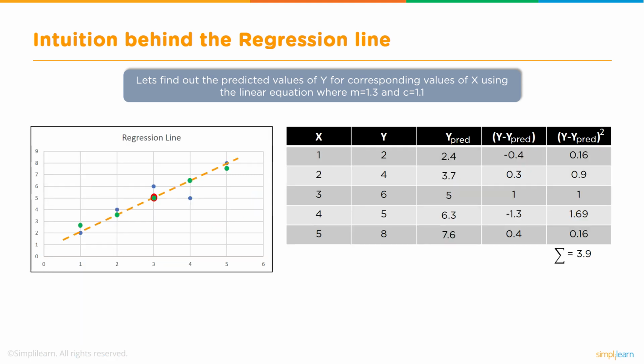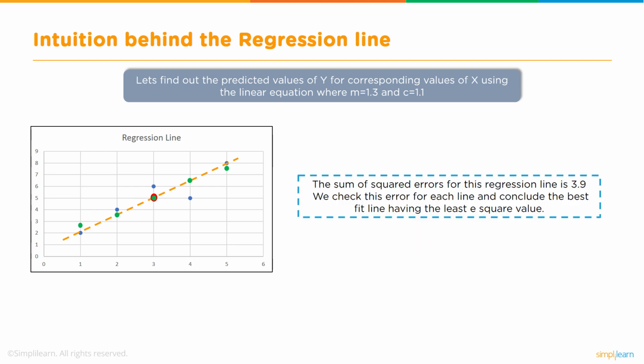Let's find out the predicted values of y for corresponding values of x using the linear equation where m equals 1.3 and c equals 1.1. And here you can see we've done the same kind of chart. We have our y predicted, and then we have the actual y minus the y predicted, because we are looking for the error squared, or the e squared values. The sum of the squared errors for this regression line is 3.9. We check this error for each line and conclude the best fit line has the least e square values.